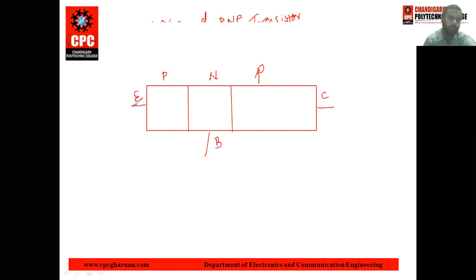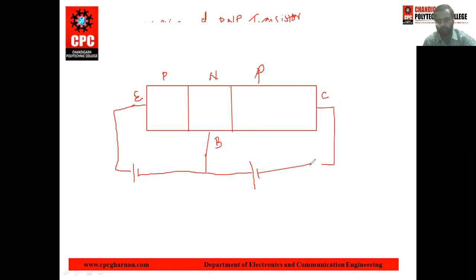We know the condition of the active region: the base-emitter junction is forward biased. When P is connected to the positive terminal of the battery and N is connected to the negative terminal, that is known as the forward bias condition. And when N is connected to the positive terminal of the battery and P is connected to the negative terminal, that is known as the condition of reverse bias.